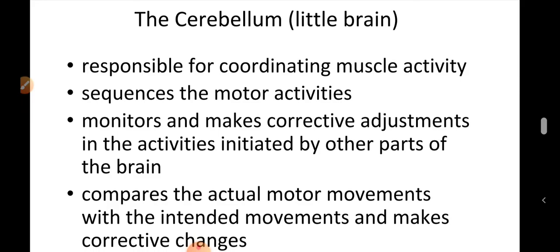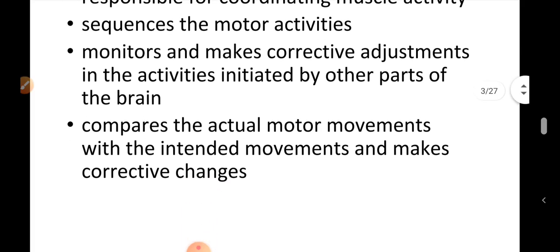So these are the very important functions of cerebellum, and these functions are important to maintain the normal posture and tone in the body, so that a person can do the voluntary movements easily. So we will see cerebellum.